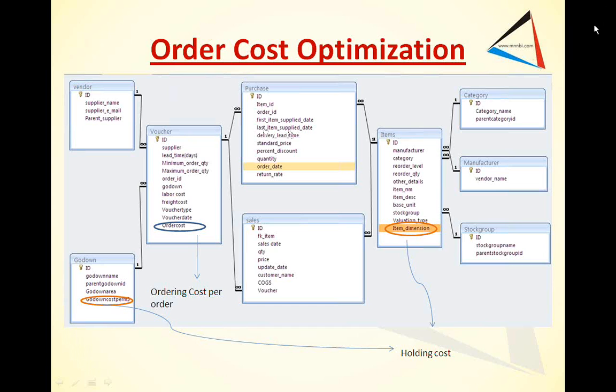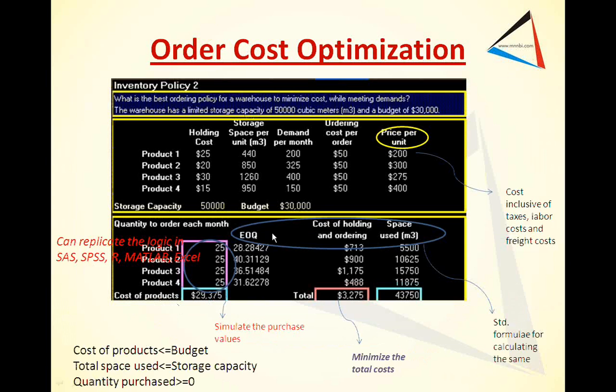For order cost optimization, what I have is the vendor, so I have the order cost here, the order cost per order. I have the Godaam cost per meter cubed. So this, along with the item dimension, adds to my holding cost, and I have the order cost per order. And this is my typical scenario that EOQ is the cost of holding, ordering, and the space used, which are standard formulas. And I need to minimize my total costs.